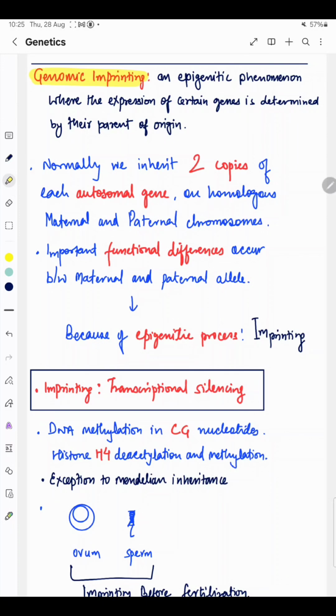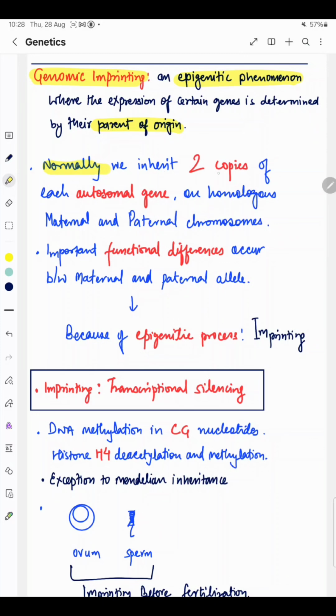Hello everyone. Today we will discuss genomic imprinting. This is a disorder that follows non-Mendelian inheritance, an exception to classical Mendelian inheritance. So what is genomic imprinting? This is an epigenetic phenomenon where the expression of certain genes is determined by the parent of origin. So the parent of origin decides the expression of certain genes.